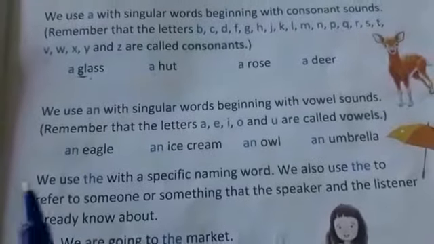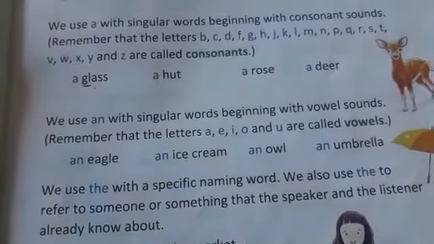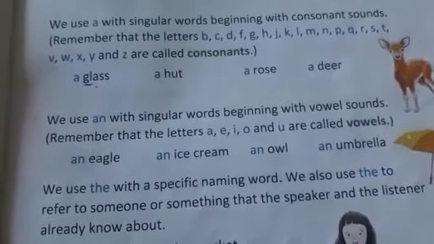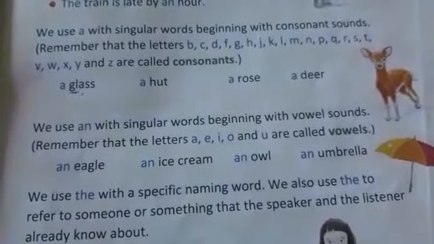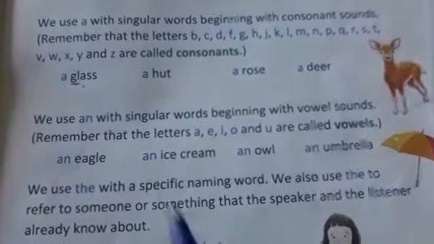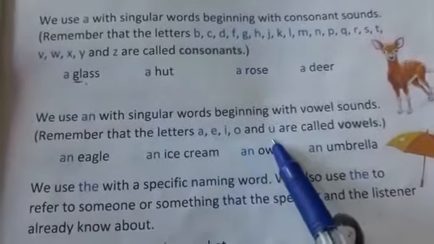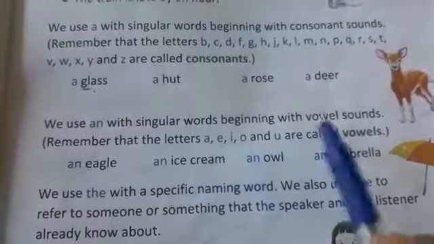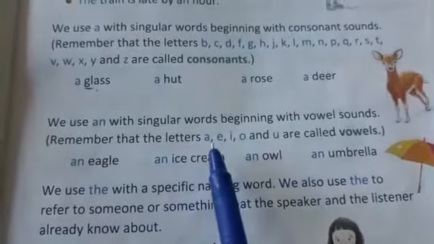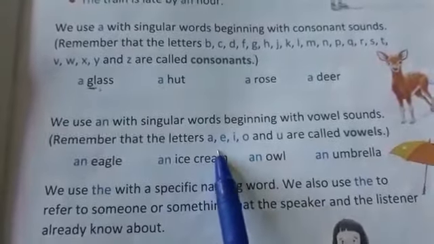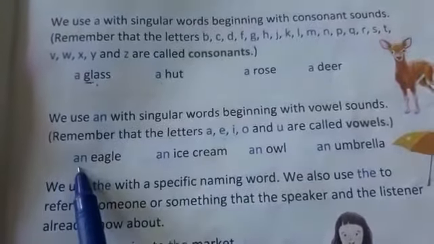Now we'll see how to use an. We use an before the naming word which begins with a vowel. Now what are vowels? Vowels are a, e, i, o, u. These letters from the alphabet are called vowels. So if the beginning letter is a vowel, then before that naming word we can use an.